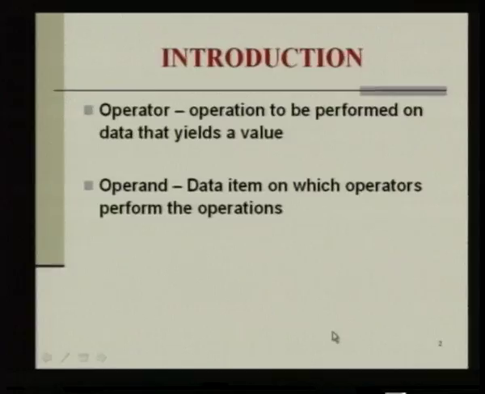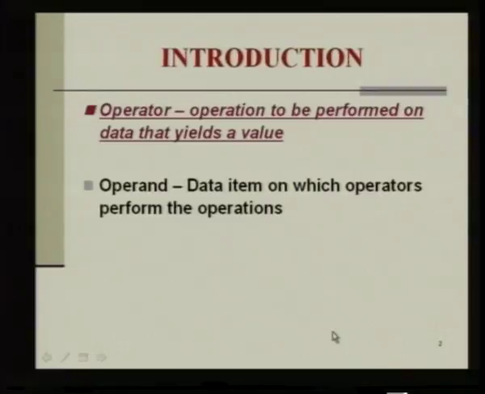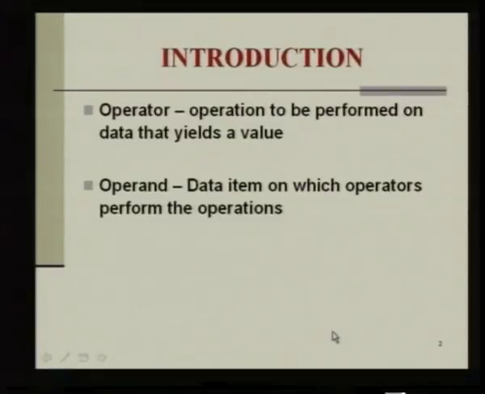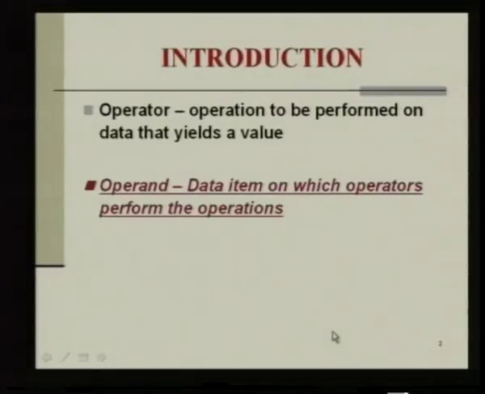Before I begin, let me tell you what an operator is and what an operand is. An operator represents an operation to be performed on some data and it should give some value, some result. An operand is a data item on which the operator performs the operation. So every operator needs some data, some value on which it has to operate, and that particular data on which it operates is called an operand.